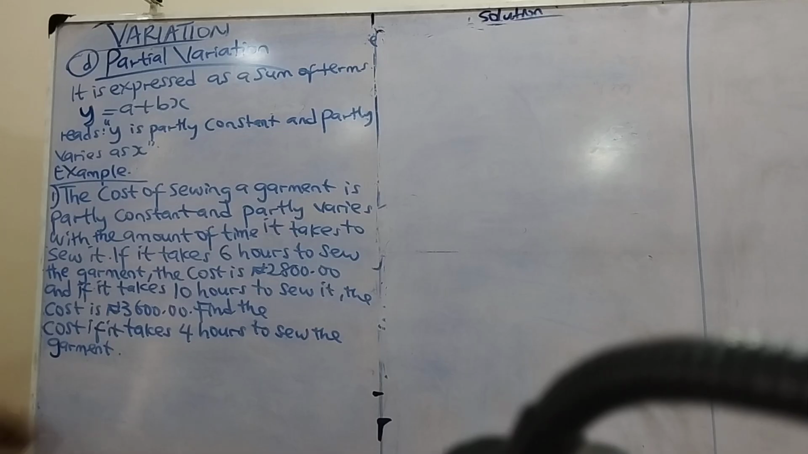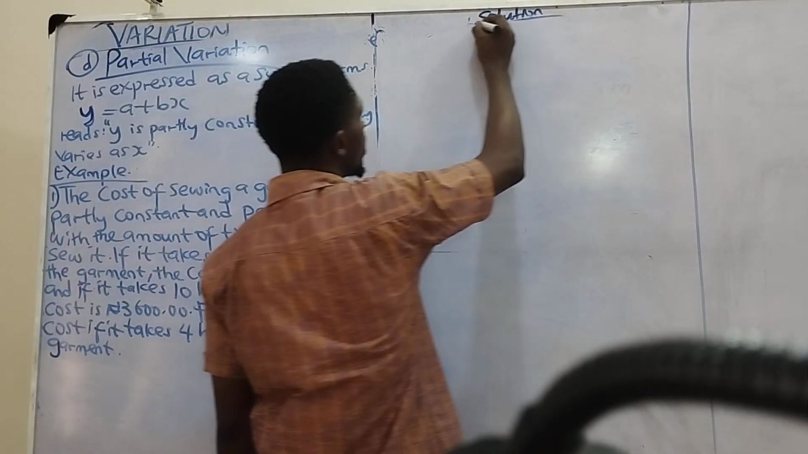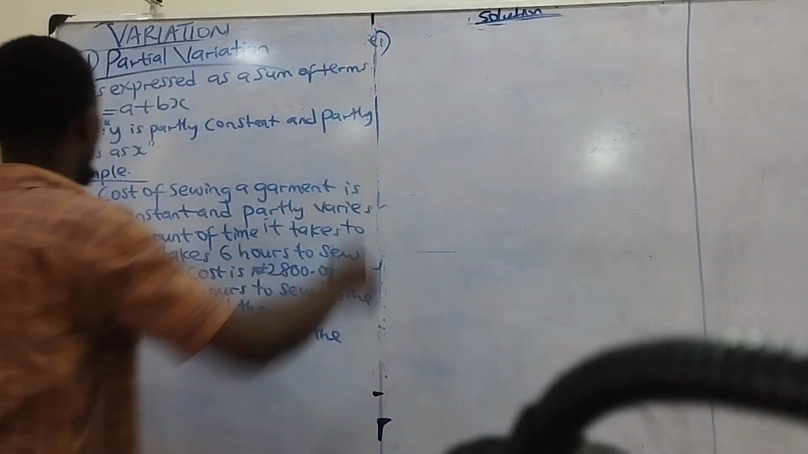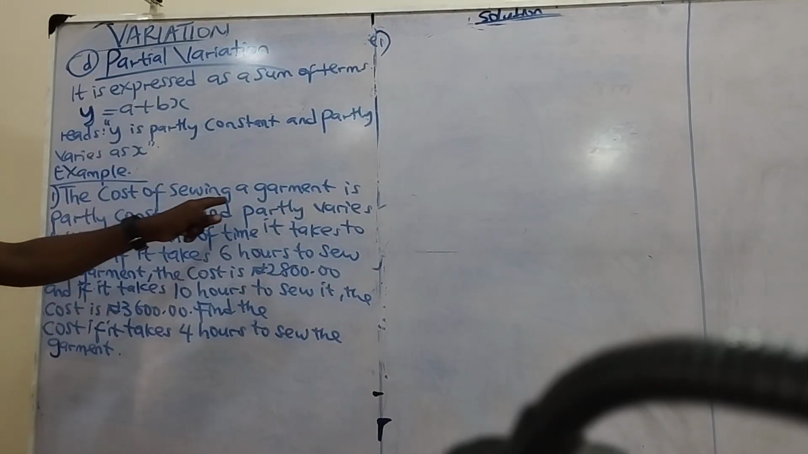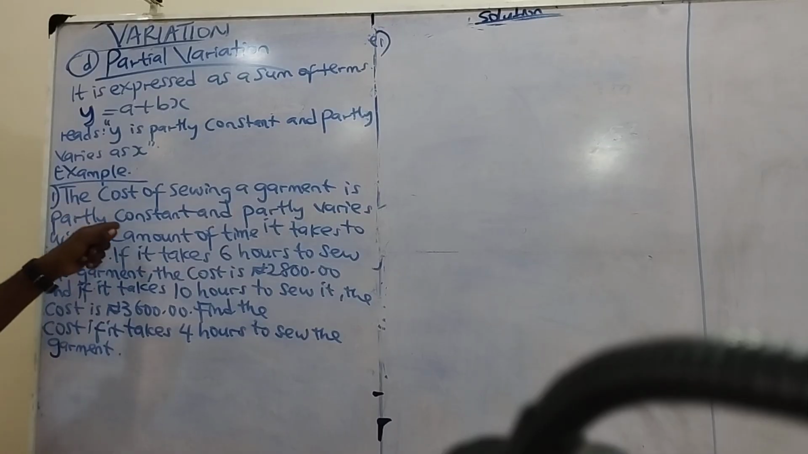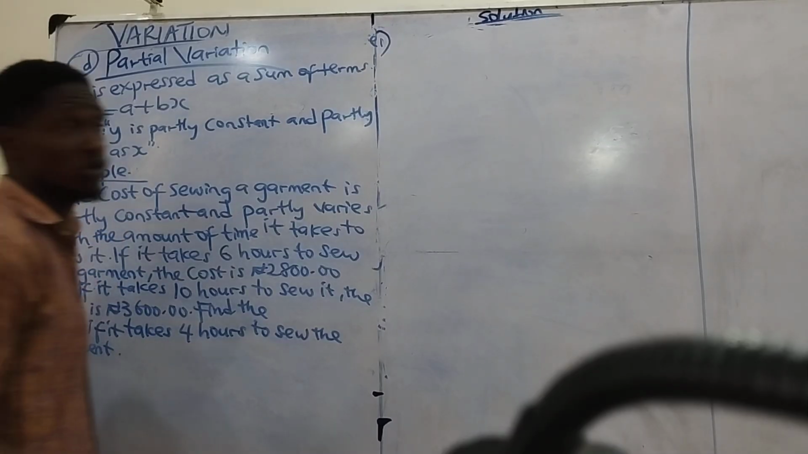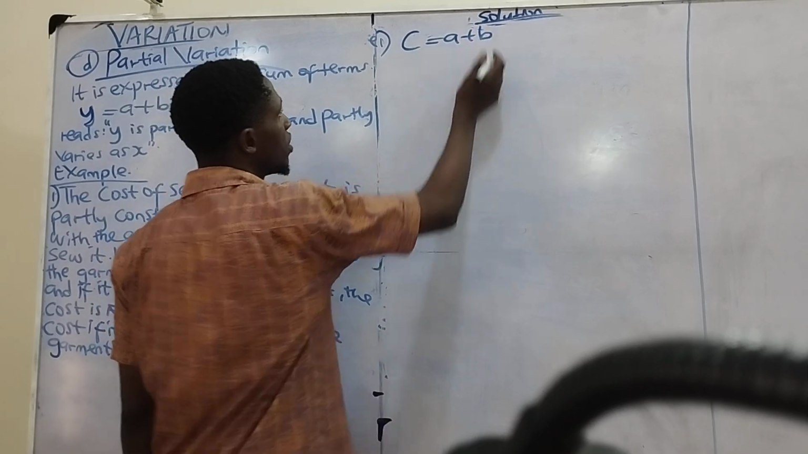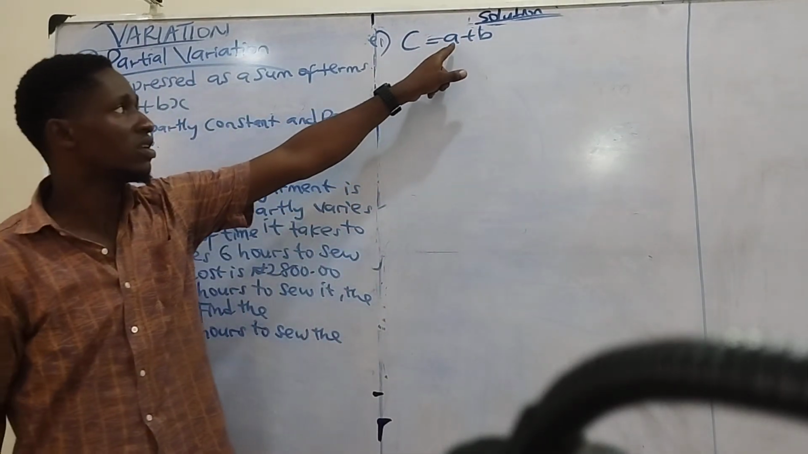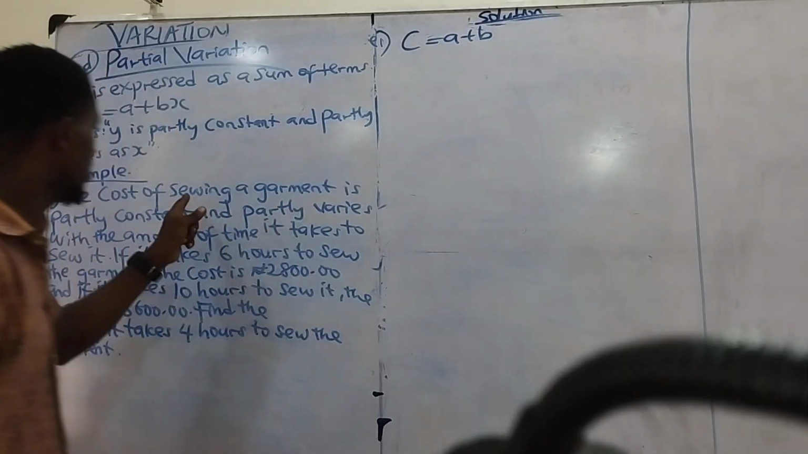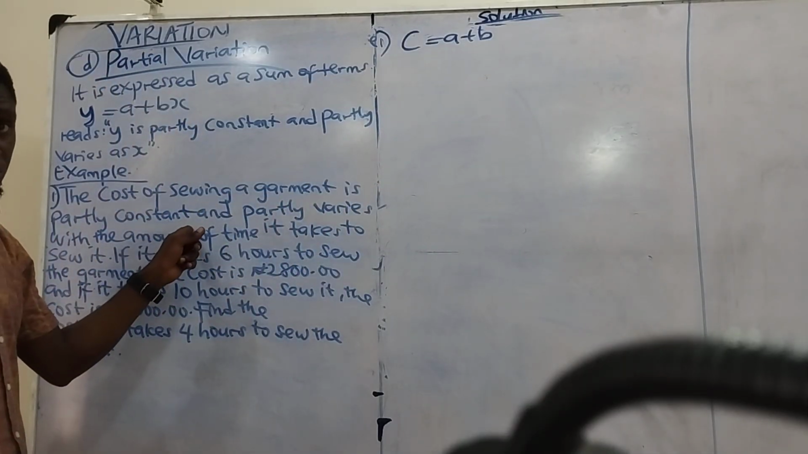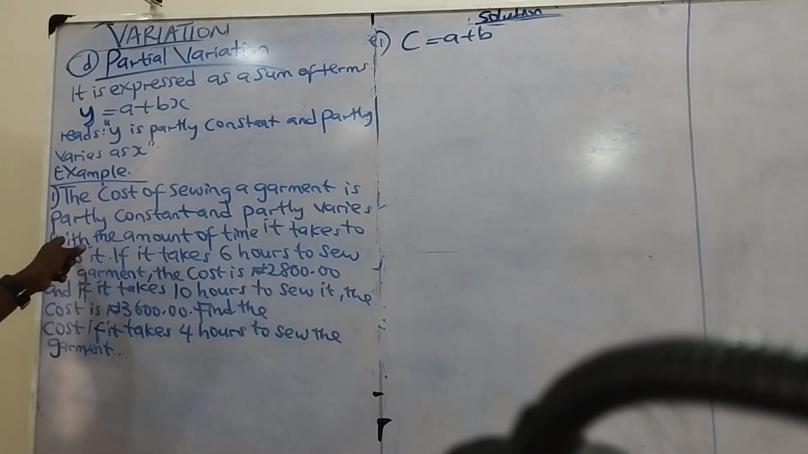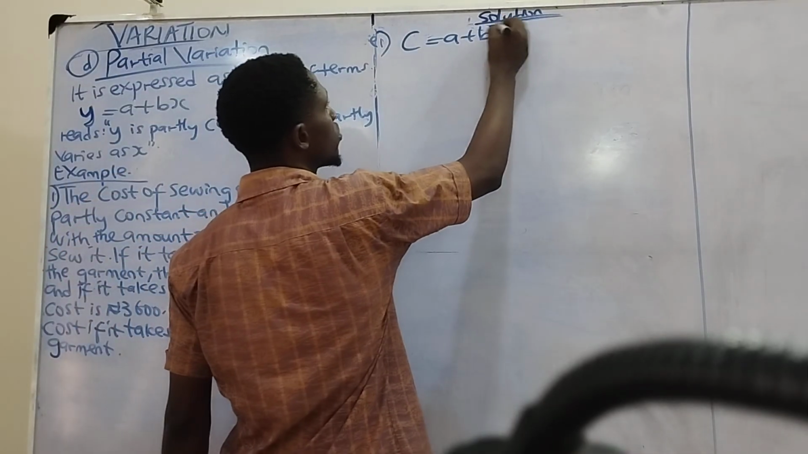So we have an example to illustrate how to use this. Let's go to the question right away. The cost of sewing a garment is partly constant. So let's use C as cost. So we have cost is equal to A plus B. The first constant is attached alone. You can see they say it's partly constant. It's not attached to anything. And partly varies with the amount of time it takes. So let's use T as the amount of time.